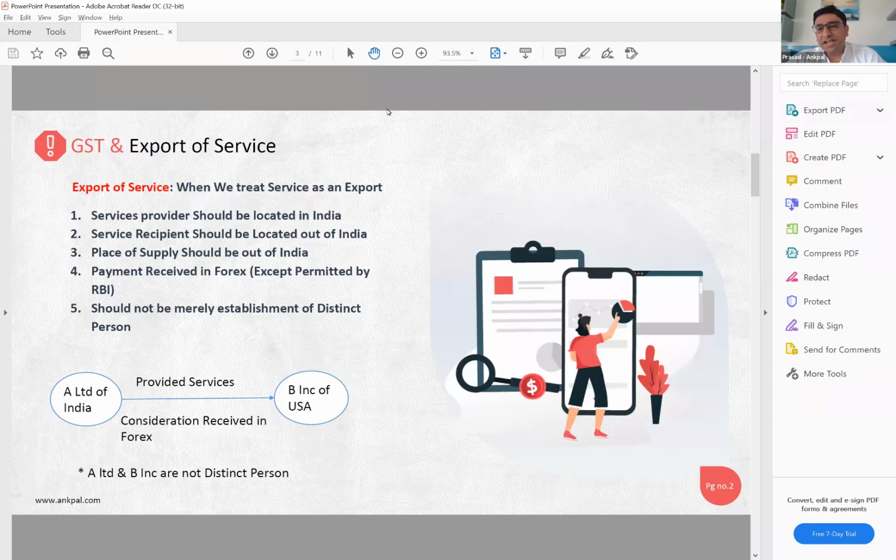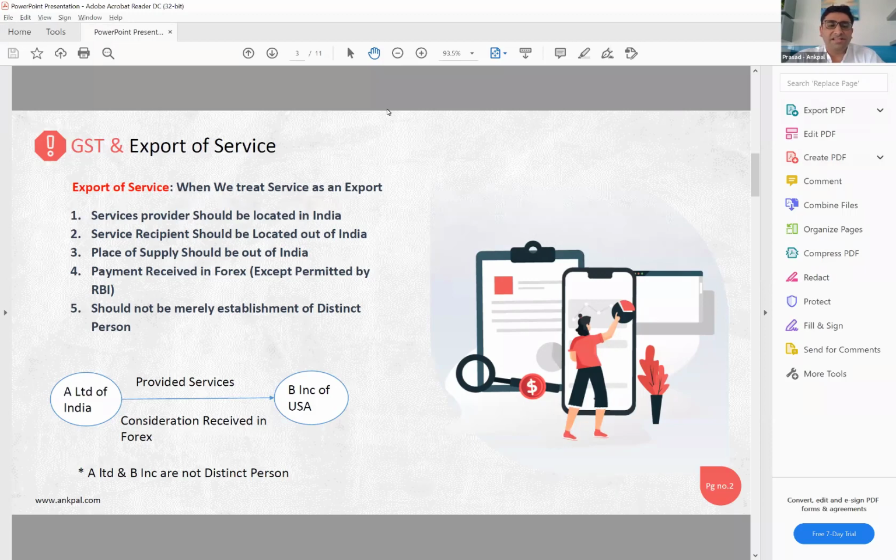So A is having his own branch office in the USA, and A providing services to his branch office in the USA would not be treated as an export of services, because he is providing services to the same person, not to a distinct person, right? So these are the 5 conditions to decide whether your service is an export of services in actual terms or not. First is the provider is located in India. Second, the recipient should be located out of India. Third is your place of provision: the supply of service should be out of India. Forex currency receipt is a must, and it should not be between distinct persons.